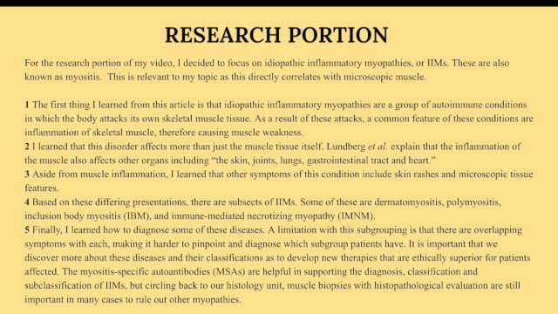Lundberg et al. explain that the inflammation of the muscle tissue also affects other organs, including the skin, joints, lungs, gastrointestinal tract, and heart. Aside from muscle inflammation, I learned that other symptoms of this condition include skin rashes and microscopic tissue features. Based on these differing presentations, there are subsets of IIMs. Some of these are dermatomyositis, polymyositis, inclusion body myositis, and immune-mediated necrotizing myopathy.